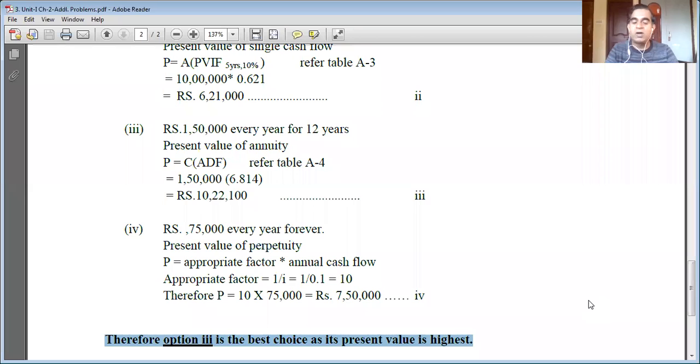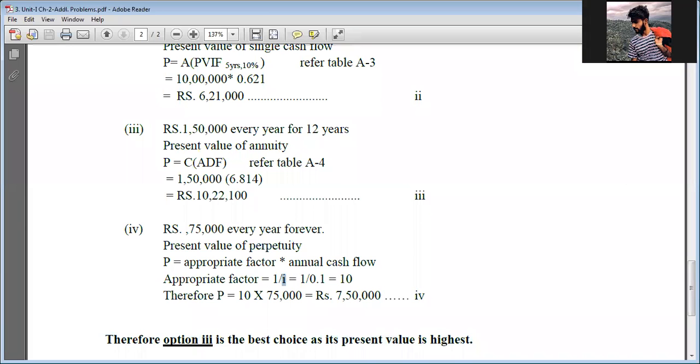So if any small doubts are there, you can ask. Sir, why is i taken as 0.1? Small i is the rate of interest, which is 10%, given in the problem, right? Yes, sir. You cannot divide 1 by 10%. Both will be in different terms.